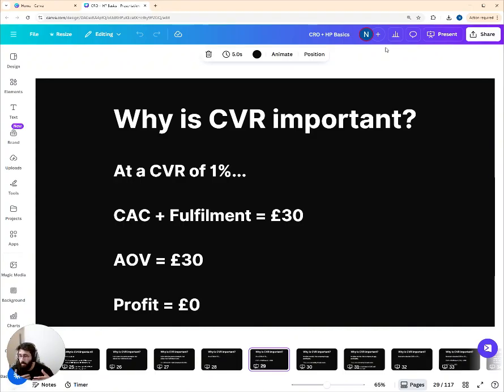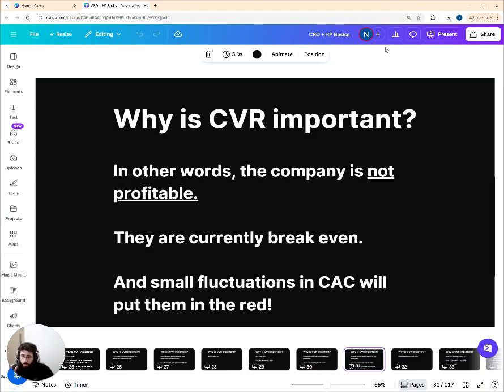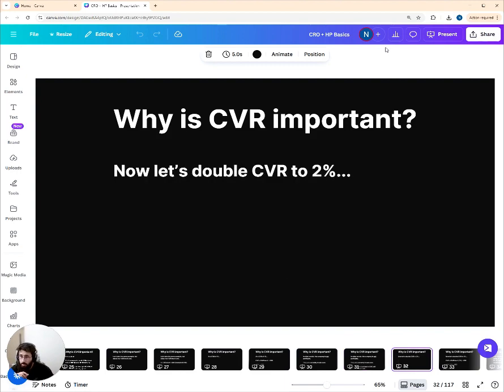And any small fluctuations in ad spend, ad performance, excuse me, will put you into the red. If, let's say, for example, your CAC goes up to £11 one day, well, now you're losing money on every purchase. So this company isn't profitable. They currently break even. And as I said, small fluctuations will put them in the red.